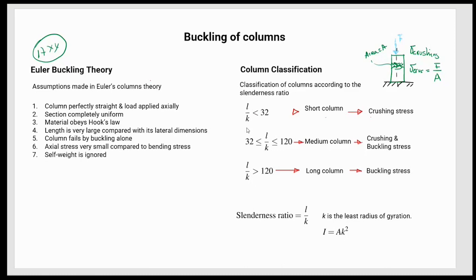Now, important things to remember: slenderness ratio is a measure to classify if a column is short, medium, or long. The slenderness ratio is calculated by the ratio between the length of the column and the radius of gyration of the column. And the radius of gyration of the column depends on the area and the inertia properties of that area.